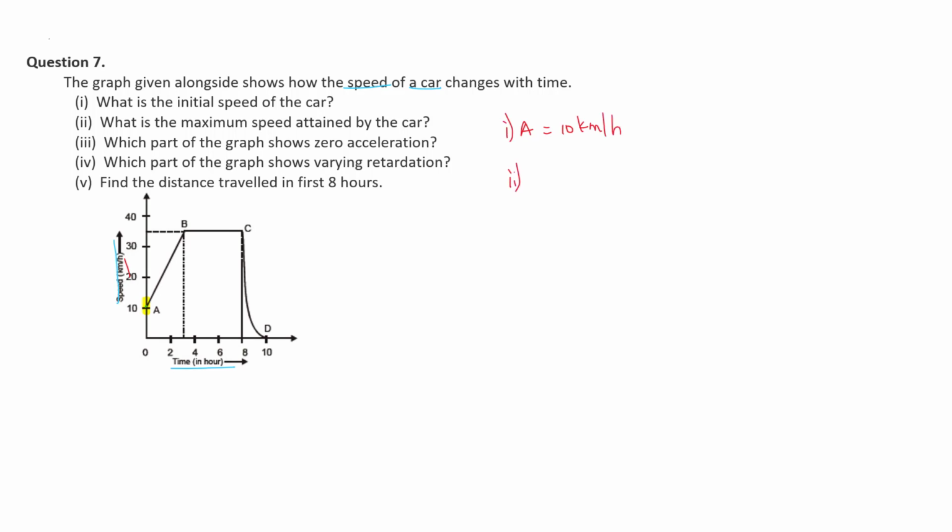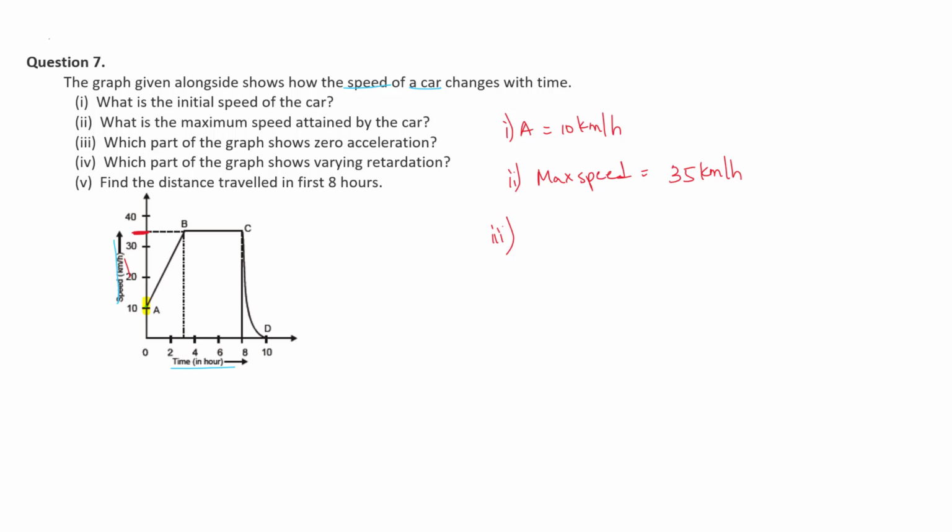Second, what is the maximum speed attained by the car? See the graph on the y-axis. So this is our maximum speed. Hence the maximum speed is 35 kilometer per hour.